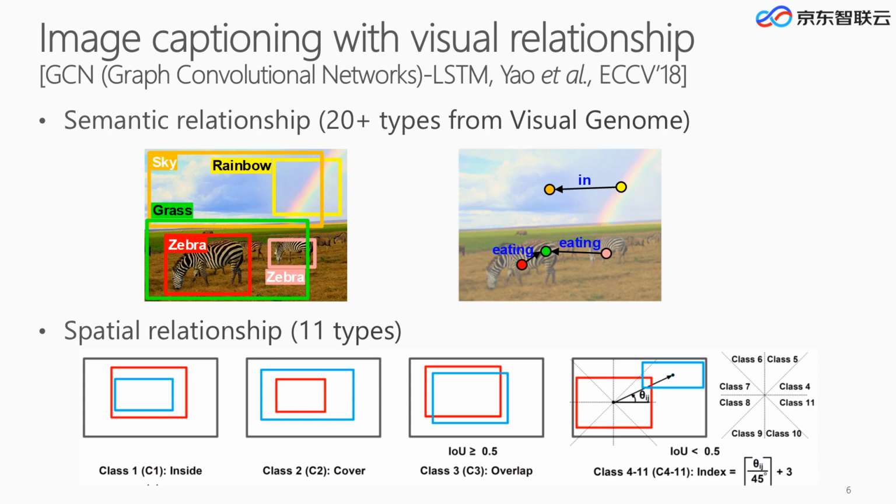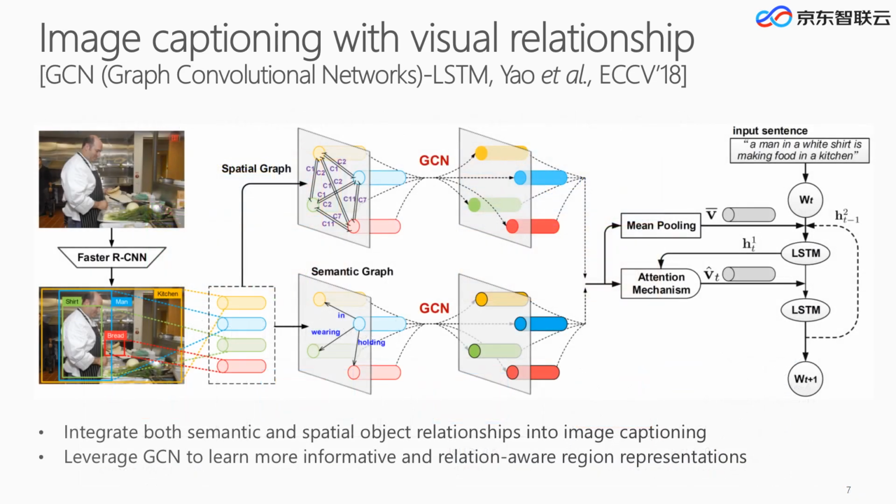The semantic relation contains more than, for example, 20 types, such as "in" or "eating," while the spatial relationship contains 11 types, such as "inside," "cover," and so on. The target is to integrate the connections into the image encoder to produce relation-aware region-level representations and make the representation more powerful. Then, the valid question is how to model the relationship and how to integrate the relationship into the captioning.